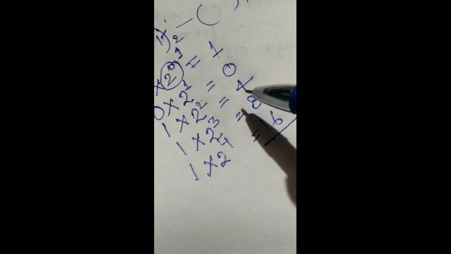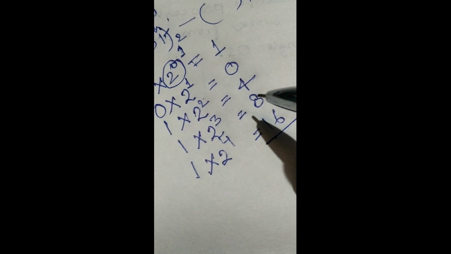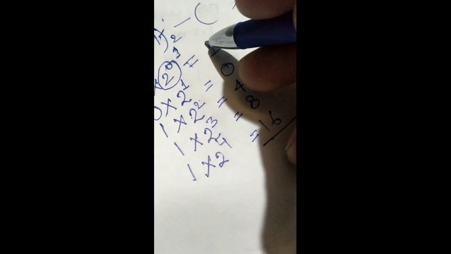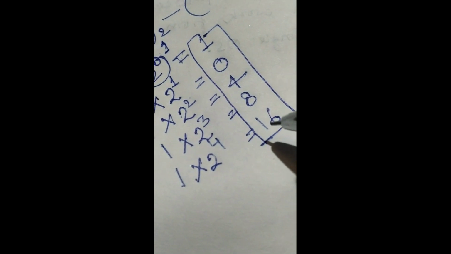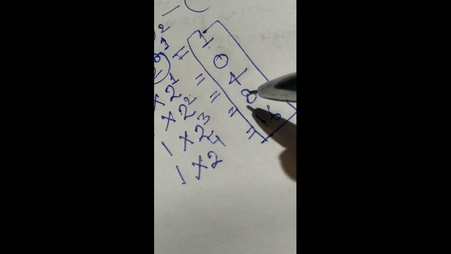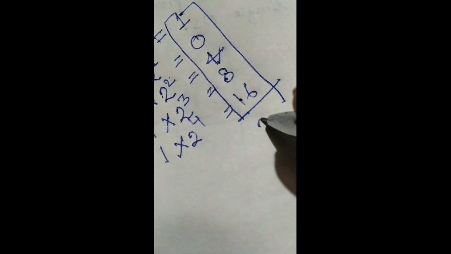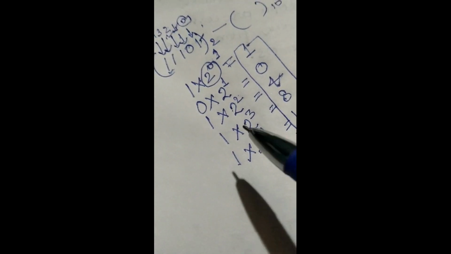If we make the sum of these products, what will it be? 16 plus 4 is 20, plus 4 is 24, 28, 29. So that is 29. So 29 is the decimal number of this binary form.